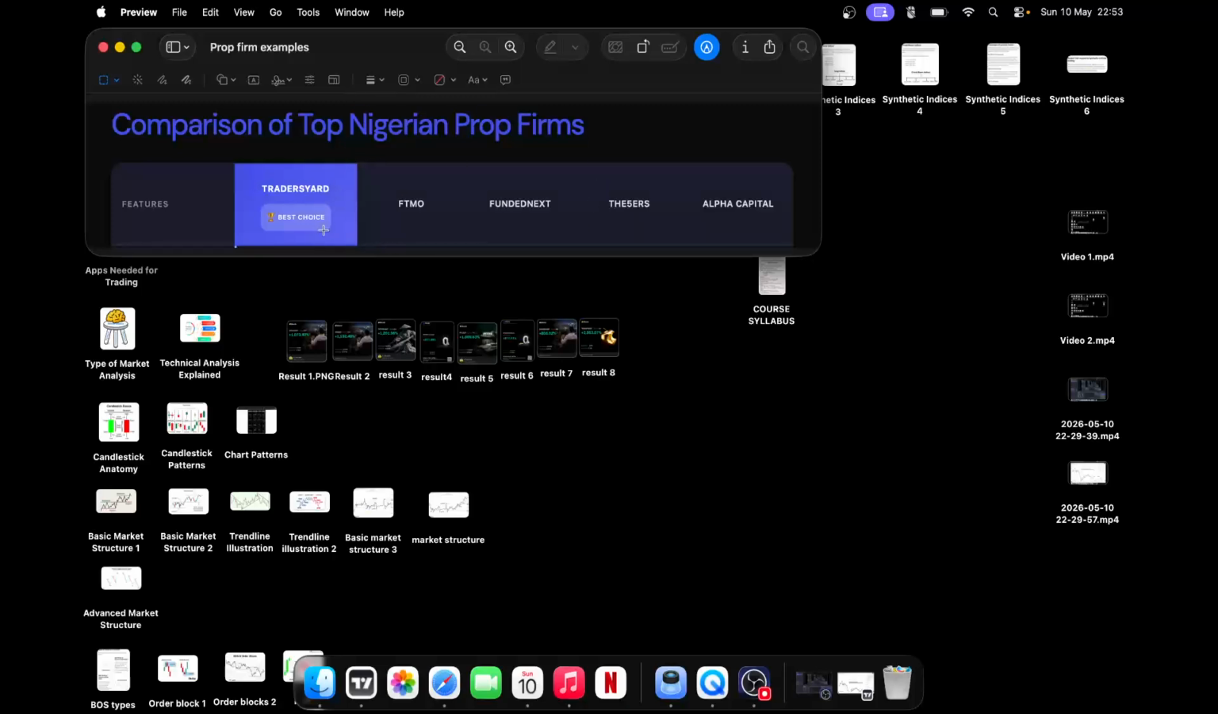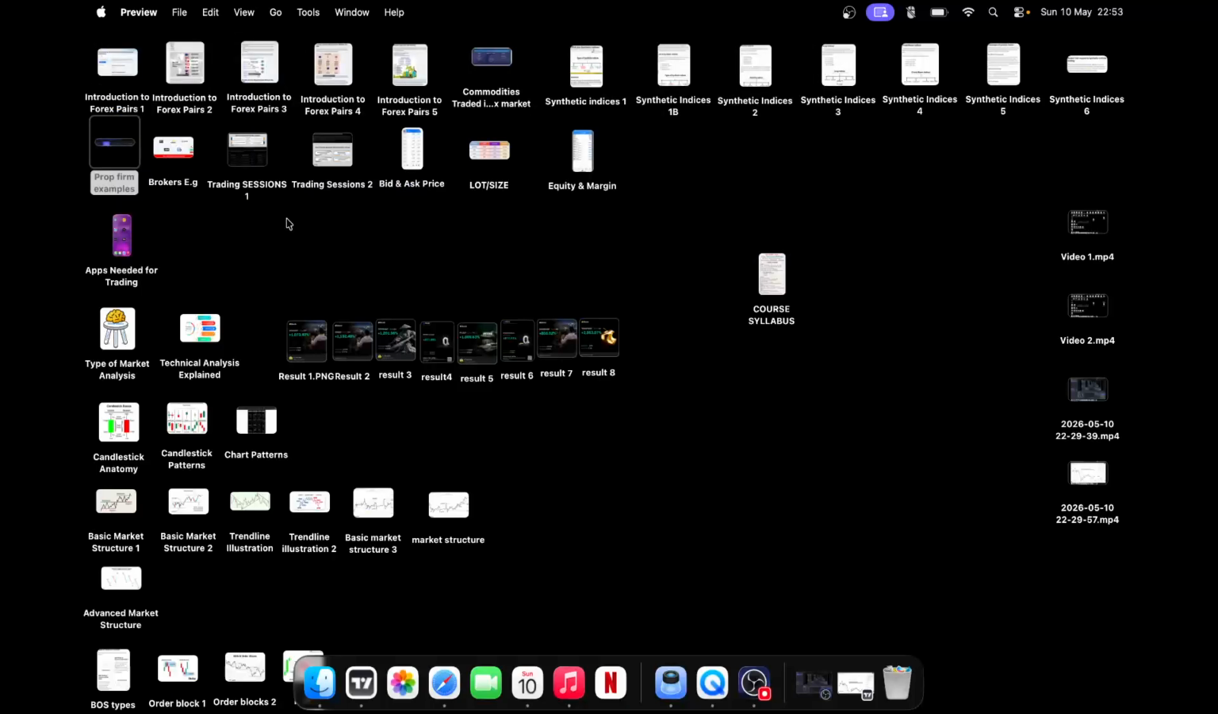A lot of prop firms out there. You can get FTMO, Funded Next, Five Percent, Alpha Capital, Trade Yards, Gold Funded, a lot of prop firms out there. You can also make money from there. You understand? So I hope by now you have an idea of what Forex is about and what Forex entails. You get?